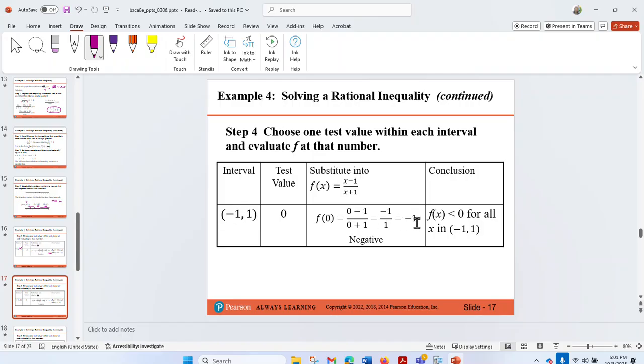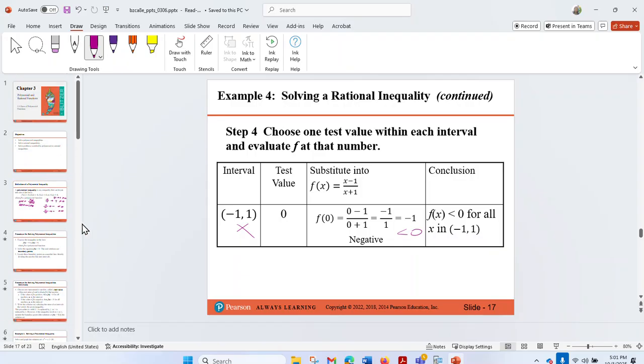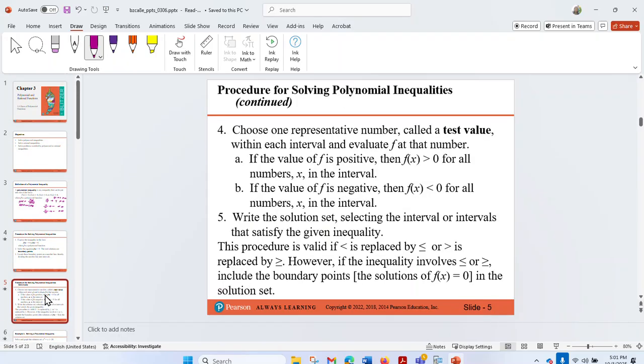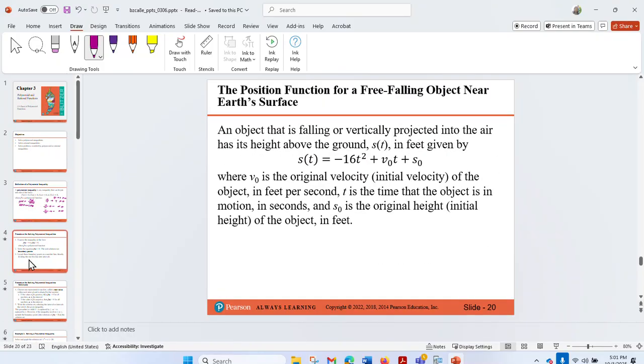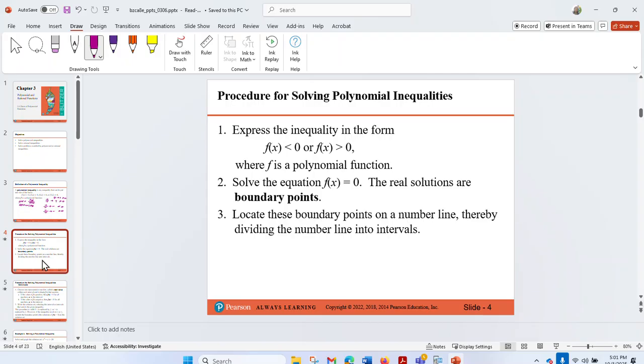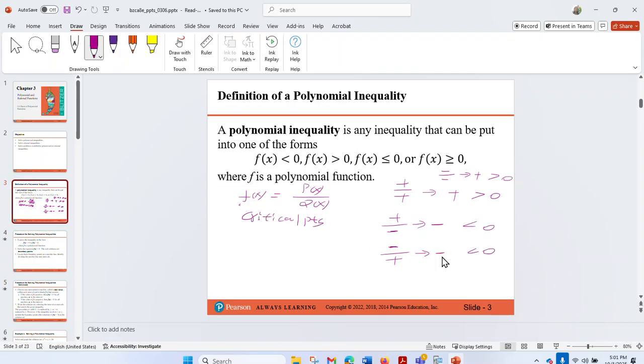So -1 is less than 0, which means this interval is not a solution set. And then you check the same thing for the third one.